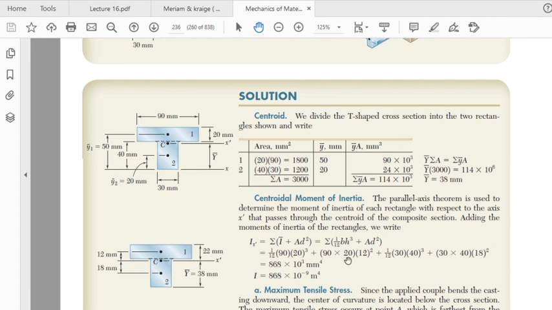Adding these two gives us the total second moment of area about a horizontal axis passing through the centroid of the cross section. So that is how we calculate the second moment of area for a given cross section which is not a regular shape, but can be divided into a number of regular shapes.